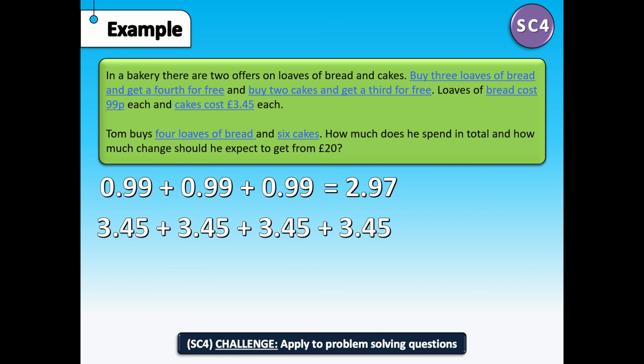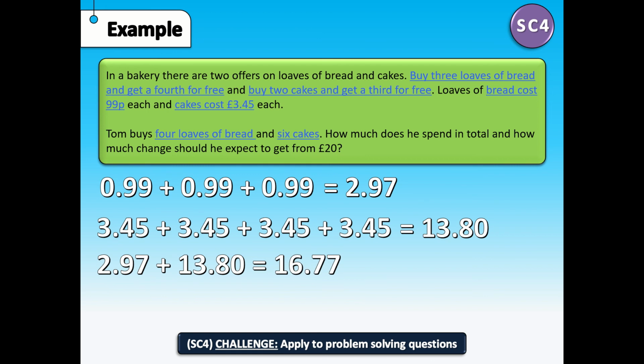He wants to buy 6 cakes, and when you buy 2, you get a 3rd free. So in total, he's spending 4 lots of £3.45 on cakes. So he spends £13.80 on cakes. So if we add those together, he spends a total of £16.77. And if he pays with a £20 note, he should expect to get £3.23 change.